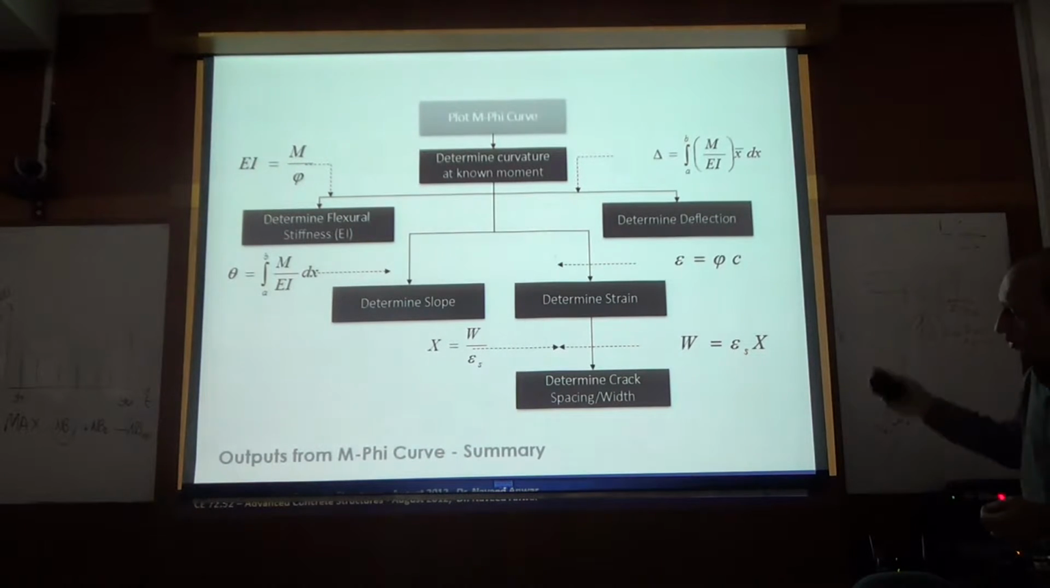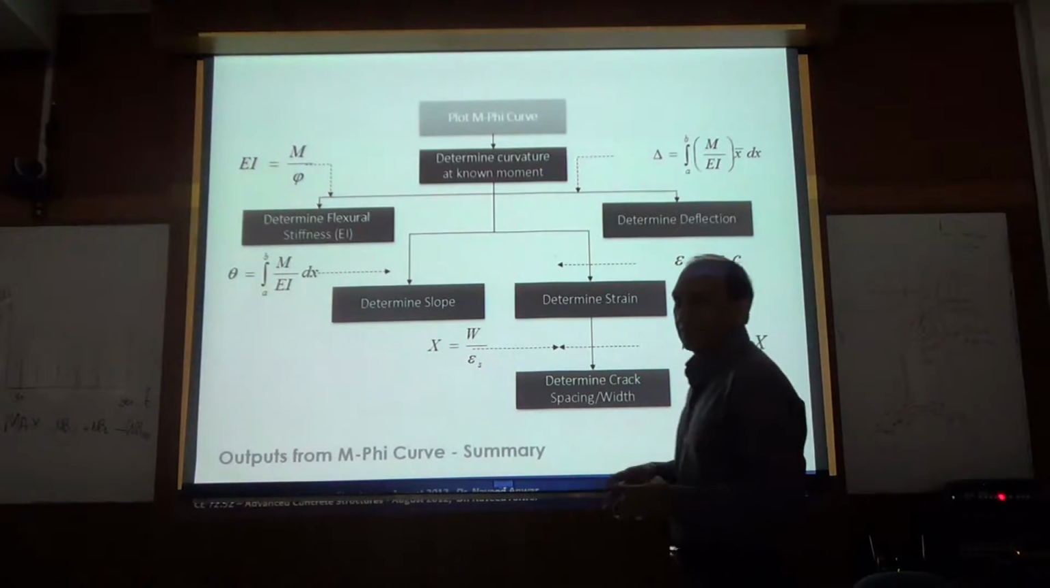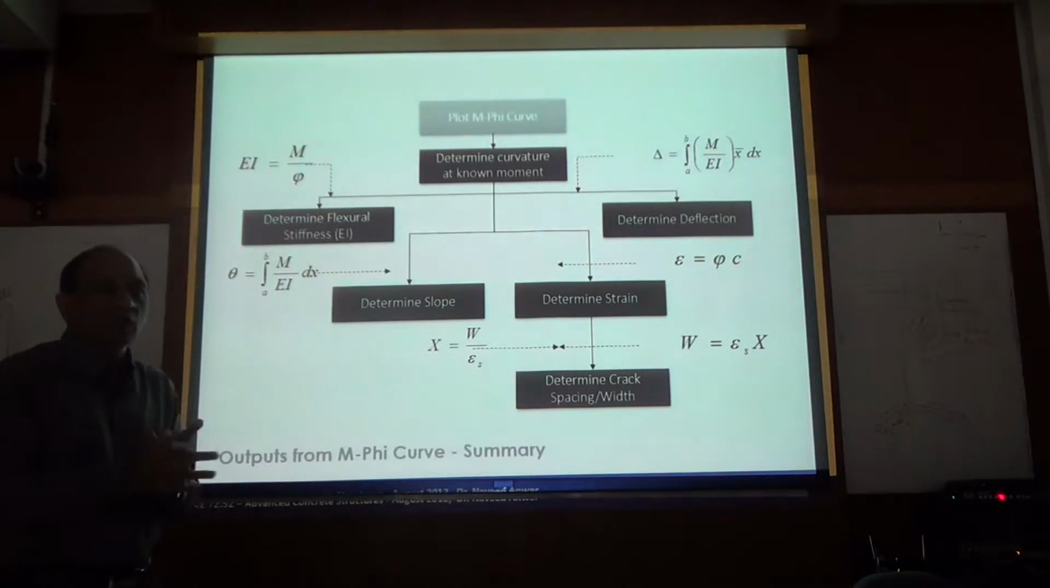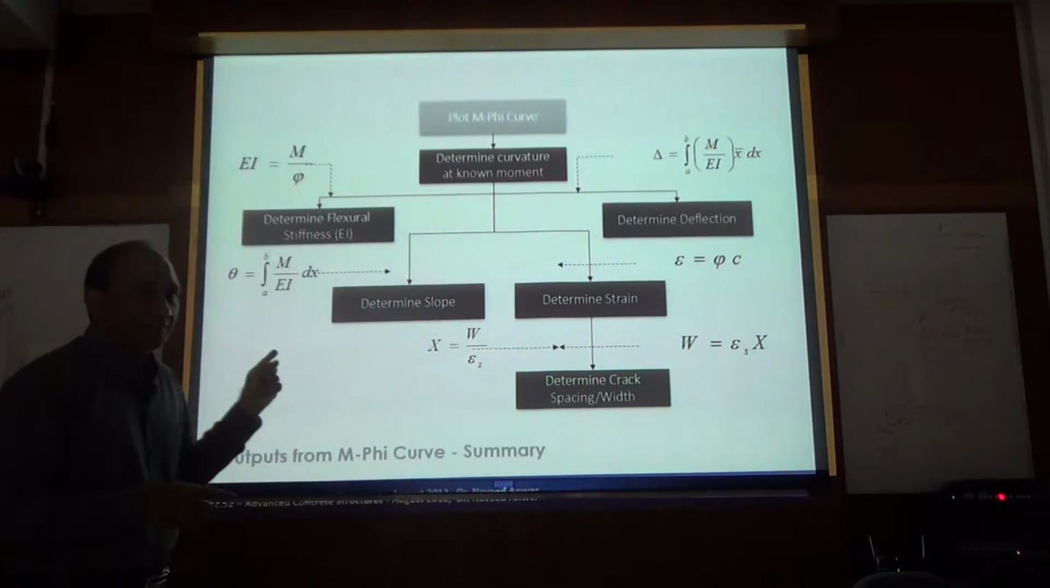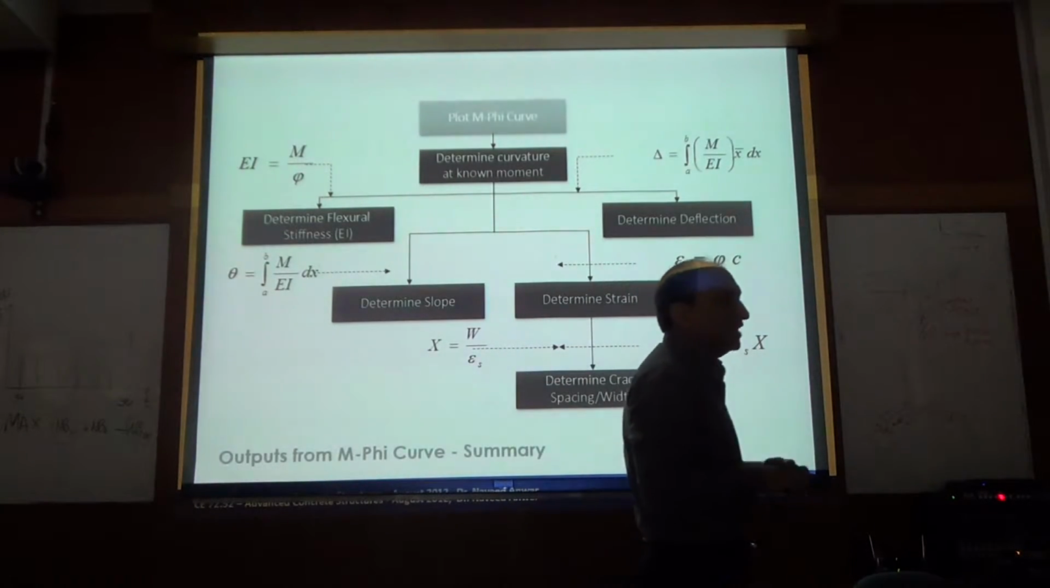So that is the overall diagram of how you can get all this information from the moment curvature curve. Moment curvature curve, determine curvature for a known given moment, from that. So this is the tree that you can use to make good use of the moment curvature. And what is not shown here is the hinge properties.